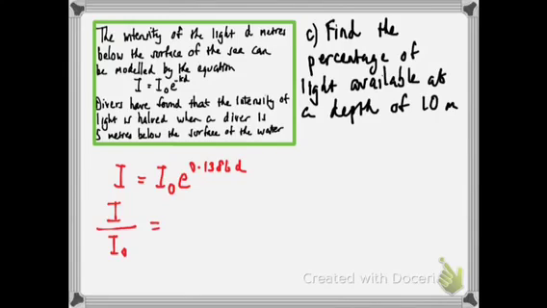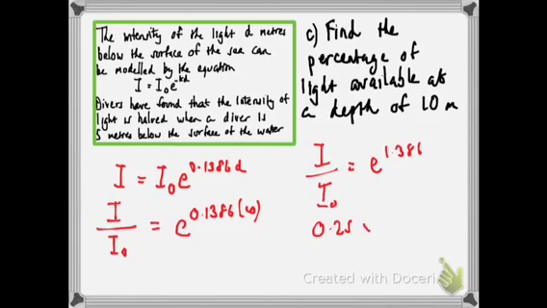Now, before I can multiply it by 100, I'll have to find that ratio. And to find that ratio, it's going to equal e to the power of 0.1386d, and d is 10. So I over I naught equals e to the power of, if I multiply that by 10, 1.386. And if you do that, you actually end up with a ratio of 0.25. Multiply that by 100 to get it as a percentage, we get 25%.